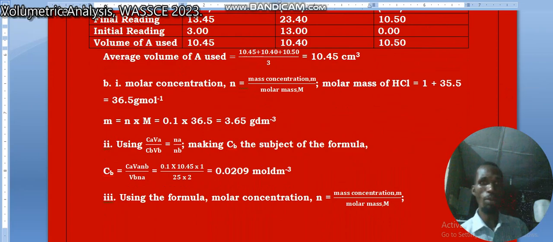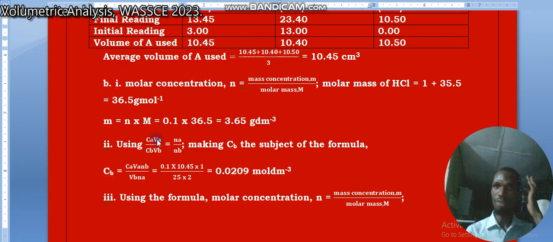Yes, we use the formula CAVA over CBVB equal to NA over NB. We make CB the subject of formula, but we must know what the parameters stand for, right? CA is the concentration of the acid in mole per dm cube, don't forget that. And CB, concentration of B in mole per dm cube. VA is the volume of acid, which is the average volume of A used, 10.45 cm cube. And VB is the volume of base, which is the volume of pipette, which is 25 cm cube.